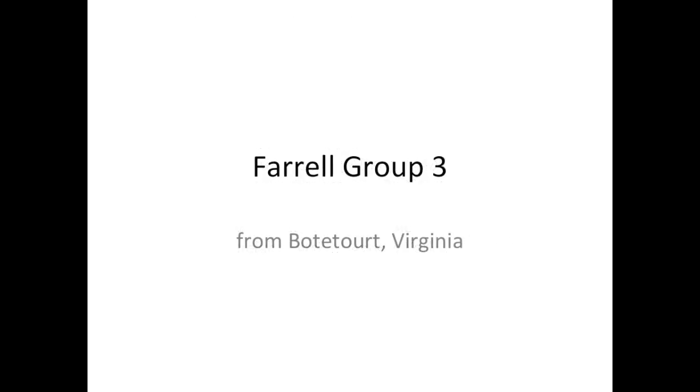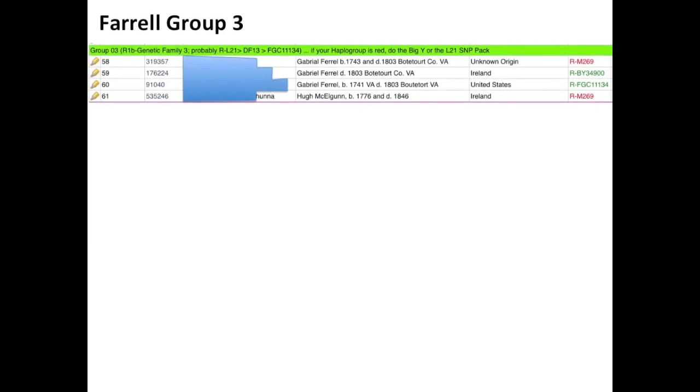I'm going to run very quickly through the rest so we can have some time to just chat and answer any questions. Farrell group 3 is from Botetourt, Virginia. In fact, they all have the same common ancestor, Gabriel Farrell. So these are fourth cousins, fifth cousins, sixth cousins who all go back to this particular individual.